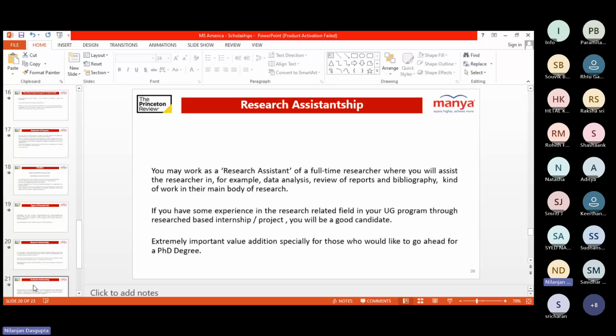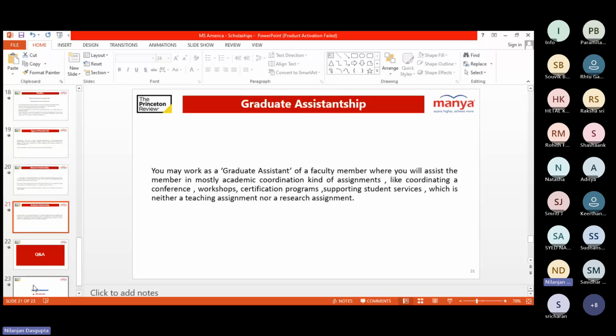This is not exactly a research assistantship. You will be working as a kind of coordinator. Like you will be working in a department, you will be coordinating a research conference, maybe a workshop, maybe value-added activities, maybe any research, any educational academic program that is being held. You will be working as a coordinator of that particular program and so on.